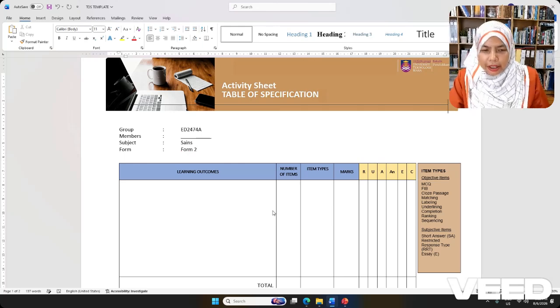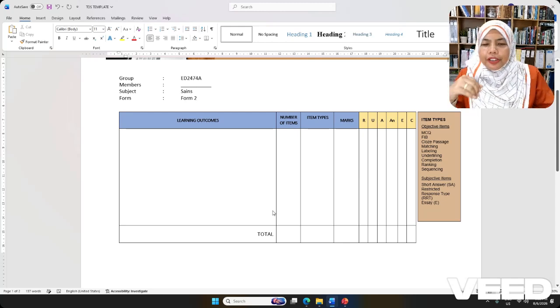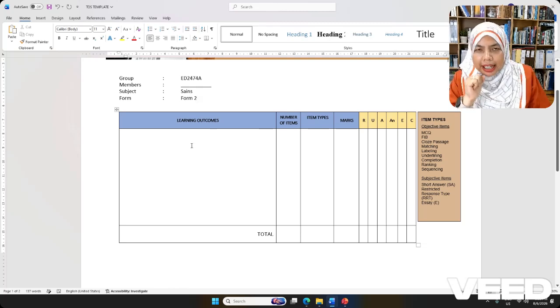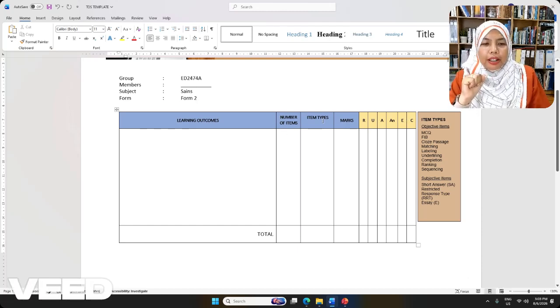Okay. So now, this is the information that we need to put in our TOS. We will be copying and pasting the bidang or tajuk utama, and then the content standards, and then the learning standards. And for each of the learning standards, we need to specify further how many items, what the item types are, what the marks are, as well as the levels on Bloom's taxonomy. So the boxes shaded in yellow are the levels of the taxonomy of the cognitive domain. We have remember, understand, apply, analyze, evaluate, and create.